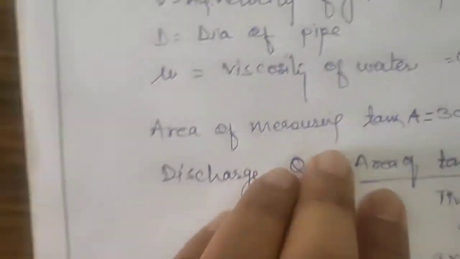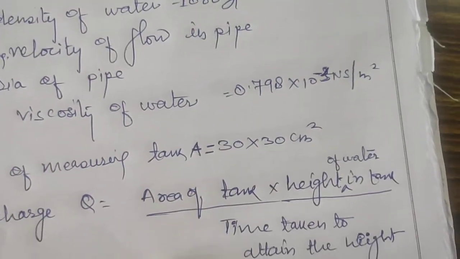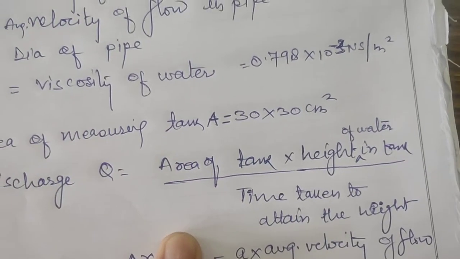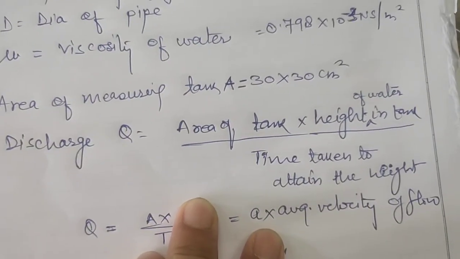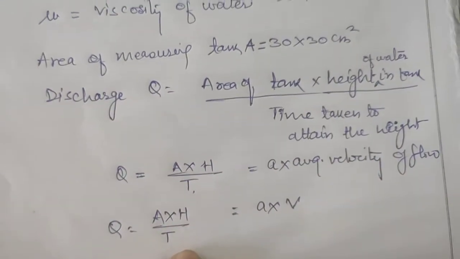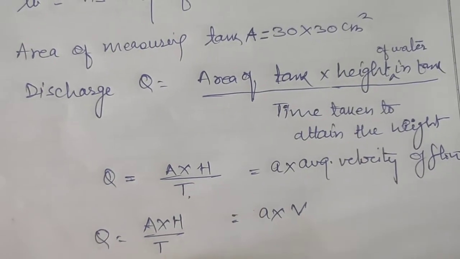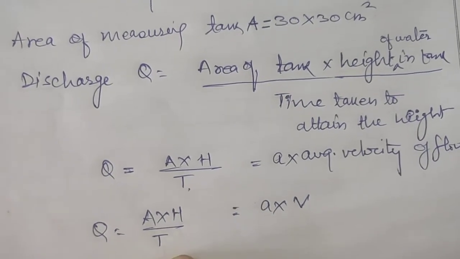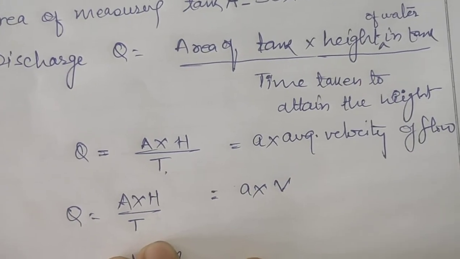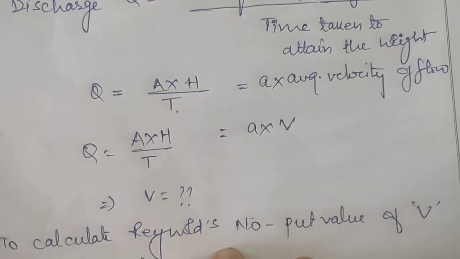And with the help of discharge, that is Q equals to area of tank into height in the tank divided by time taken to reach that height. So if the discharge is calculated, then we can calculate the velocity inside the pipe, because capital A into H divided by T, once it is calculated, will be equal to area of the pipe into velocity inside the pipe. Then we can calculate the velocity.